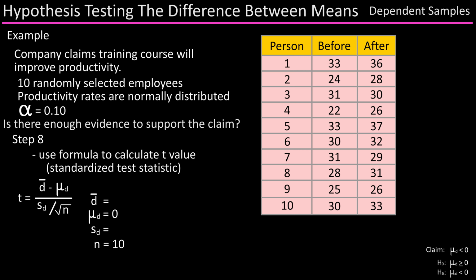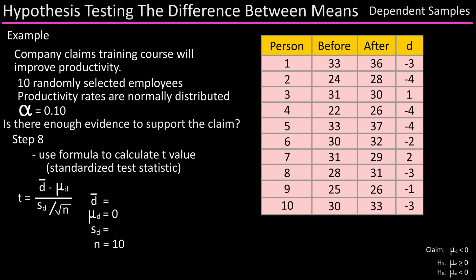To find d bar, we can add a column to the table for d, being the difference for each entry before and after. So before minus after. And here are those values. The formula for d bar is sum of d divided by n. Negative 21 divided by 10, which equals negative 2.1. And that is our value for d bar.